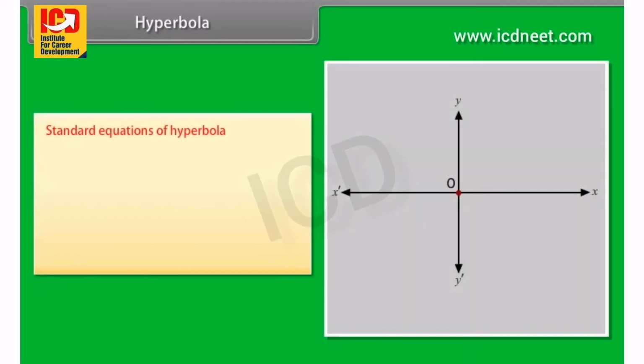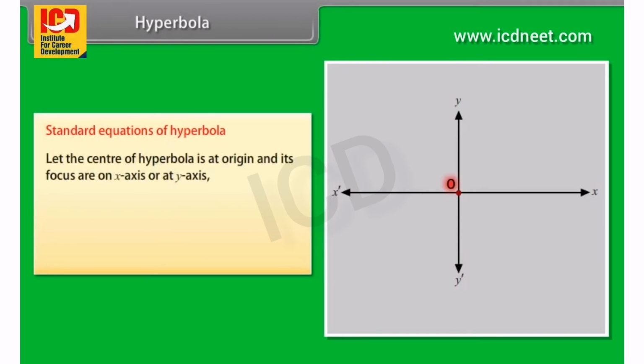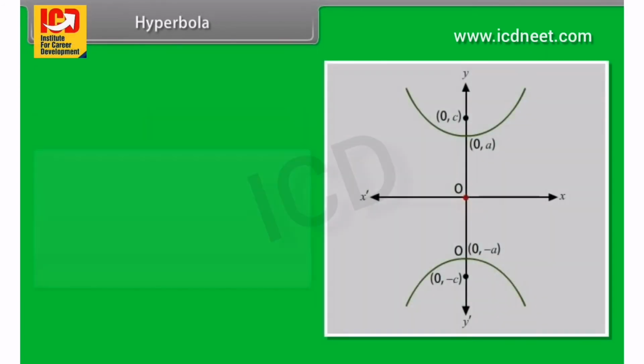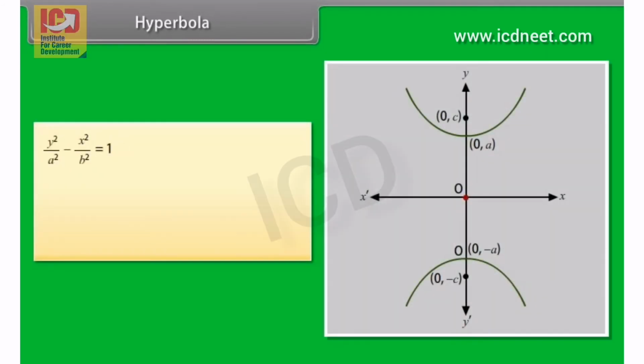Standard equations of hyperbola. Let the center of the hyperbola be at the origin and its foci be on the x-axis or on the y-axis. Two such orientations are x square upon a square minus y square upon b square is equal to 1, and y square upon a square minus x square upon b square is equal to 1. The length of the latus rectum of the hyperbola is 2b square upon a.